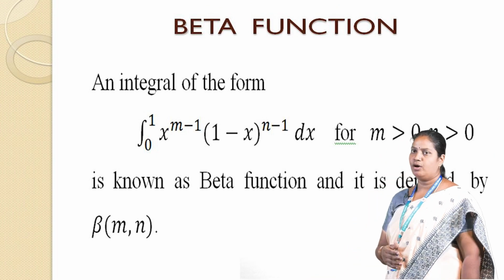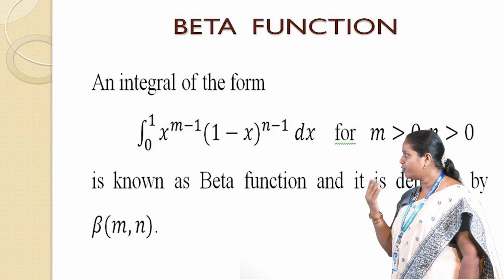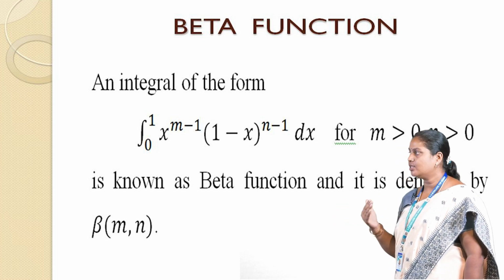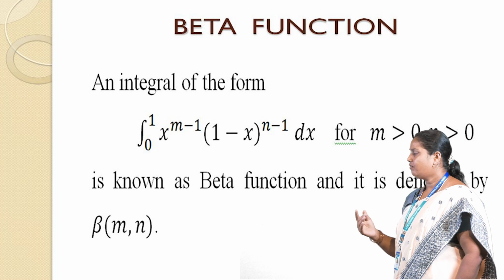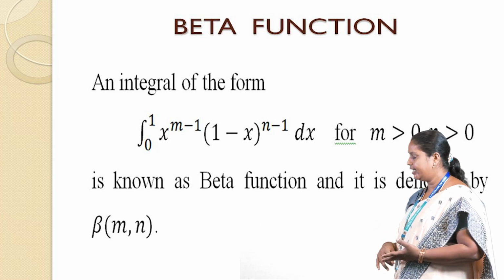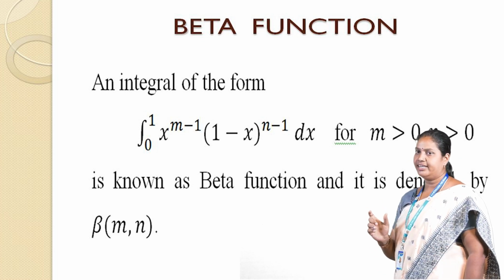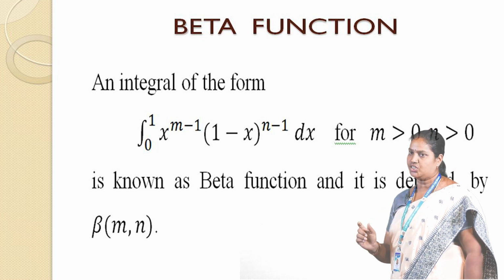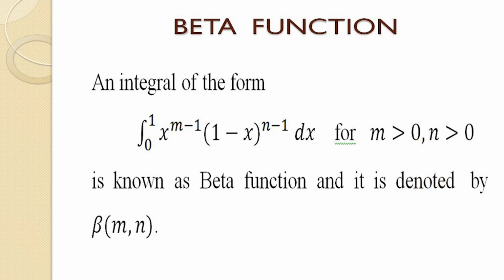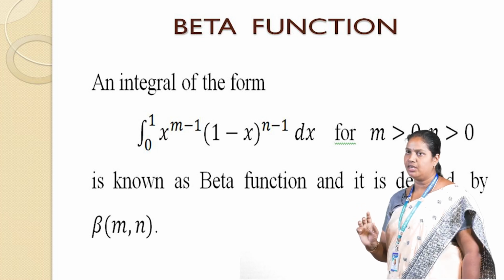An integral of the form integral 0 to 1 x^(m-1) (1-x)^(n-1) dx, where m greater than 0, n greater than 0, is known as the beta function and it is denoted by beta of m comma n. Here x is a variable.